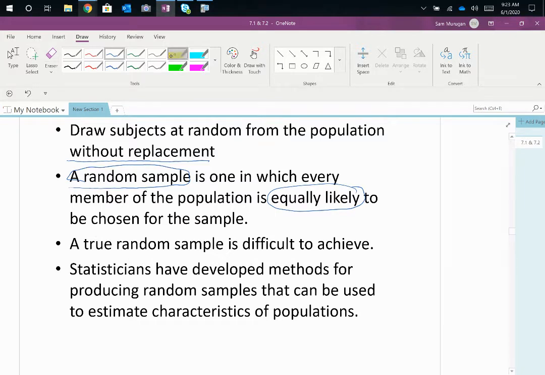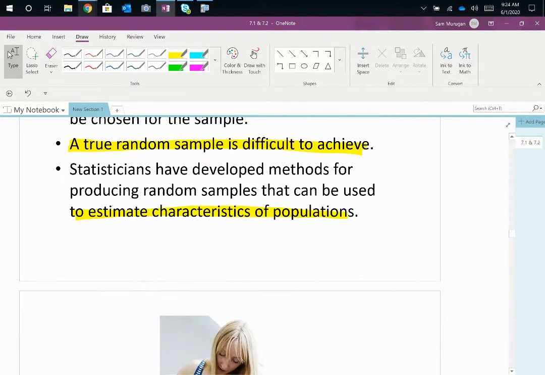Now, listen carefully here. A true random sample is difficult to achieve. Statisticians have developed methods to produce random samples that can be used to estimate the characteristics of populations. Unfortunately, the people who take samples, for example, for a news system, tend to take samples from a population that suit their interest and not necessarily get a random sample from a given population of people.